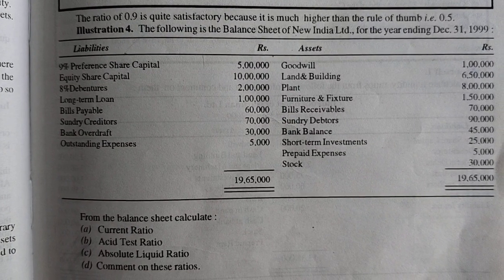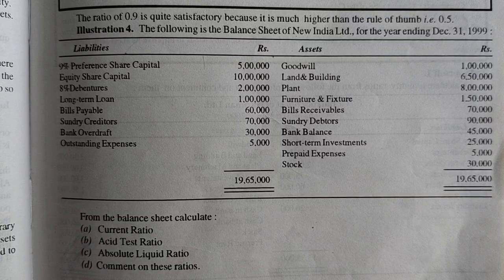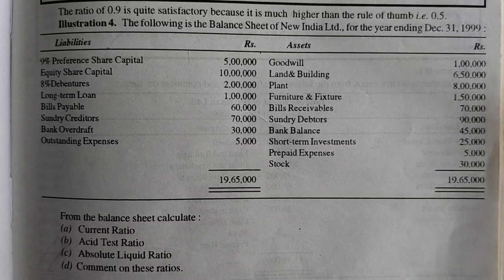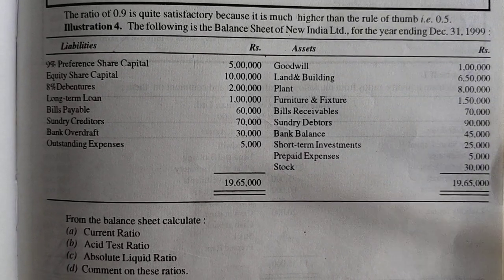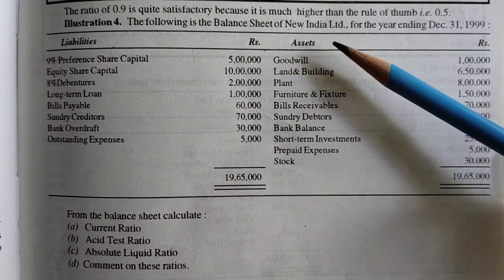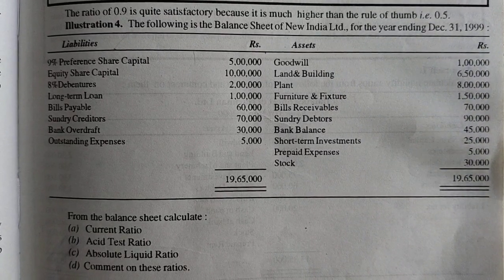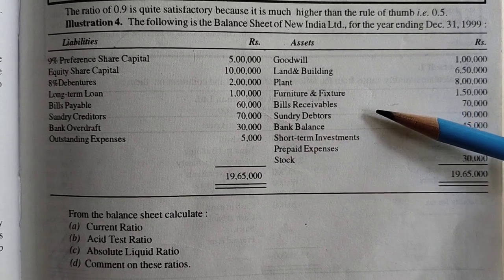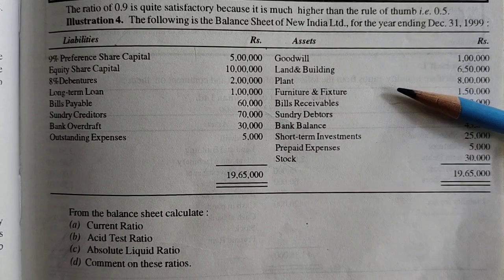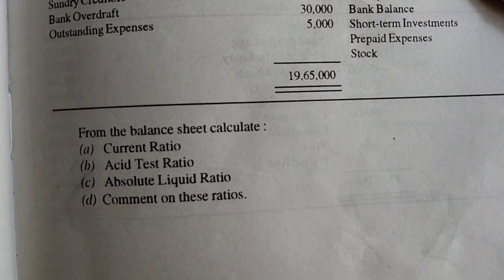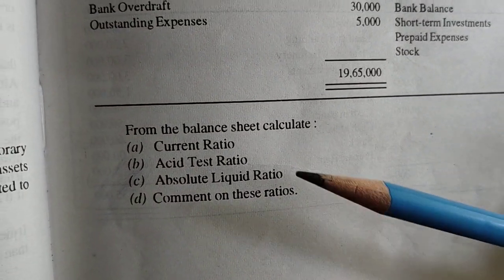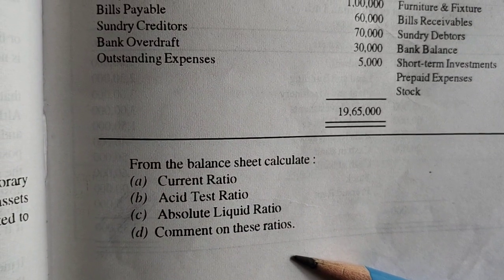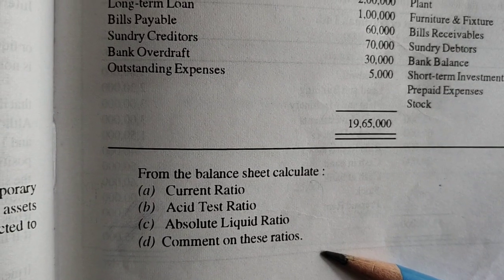Yes, in the management decision aspect, first illustration I am going to discuss here. In this we have to calculate some of the accounting and inventory ratios. The first one is, the following is the balance sheet of New India Limited for the year ending December 31st 1999. This is the balance sheet given. I already sent you the pic of this question. So just see that question and come to the solution. From this above balance sheet we need to calculate the current ratio, acid test ratio, absolute liquid ratio, and comment on these ratios. So for this you are going to get the solution here.